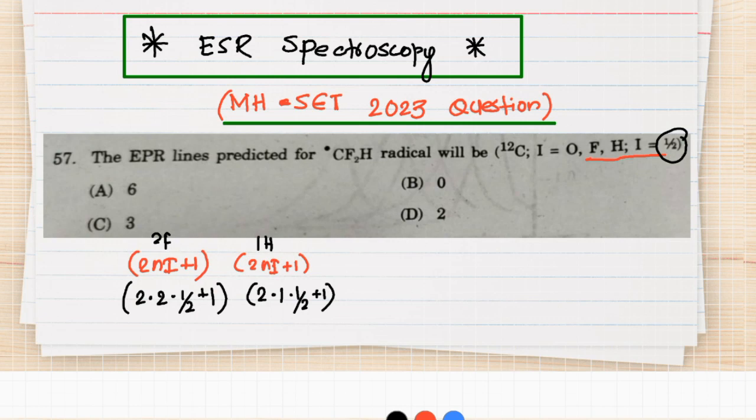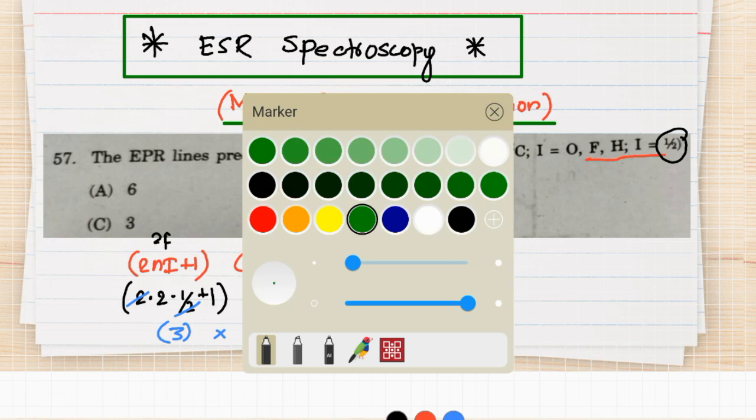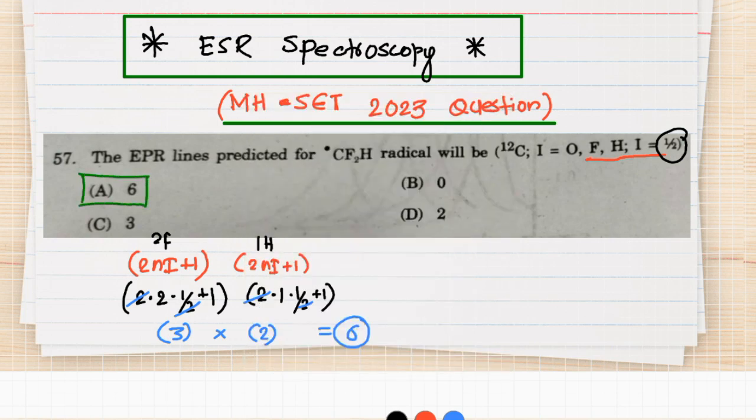Now just calculate this number. The 2 cancels, 2 plus 1 is 3, and the 2 cancels, 1 plus 1 is 2. So 3 into 2 means the expected lines for this compound should be 6 lines. That's why the answer for this question should be A.